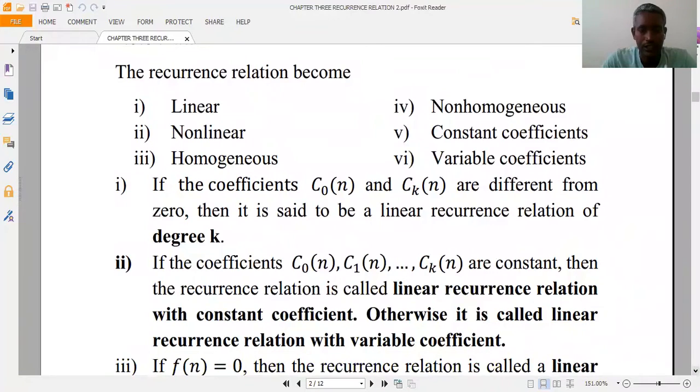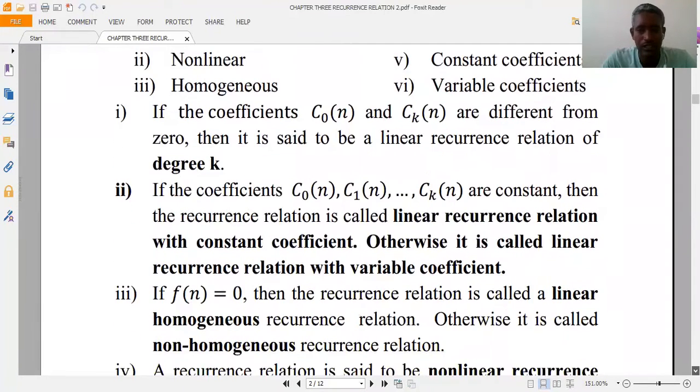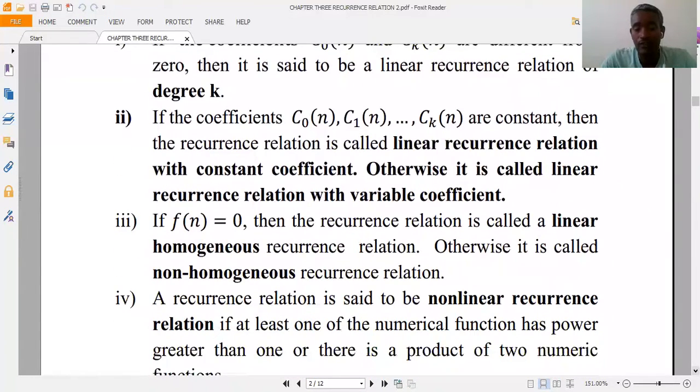So if the recurrence relation coefficients c_0 and c_k are different from 0, then the recurrence relation is said to be of degree k. And if the coefficients c_0 up to c_k are constants, then the recurrence relation is said to be a linear recurrence relation with constant coefficients. Otherwise, it's called a recurrence relation with variable coefficients, which means that the coefficients c_0 up to c_k are functions of n.